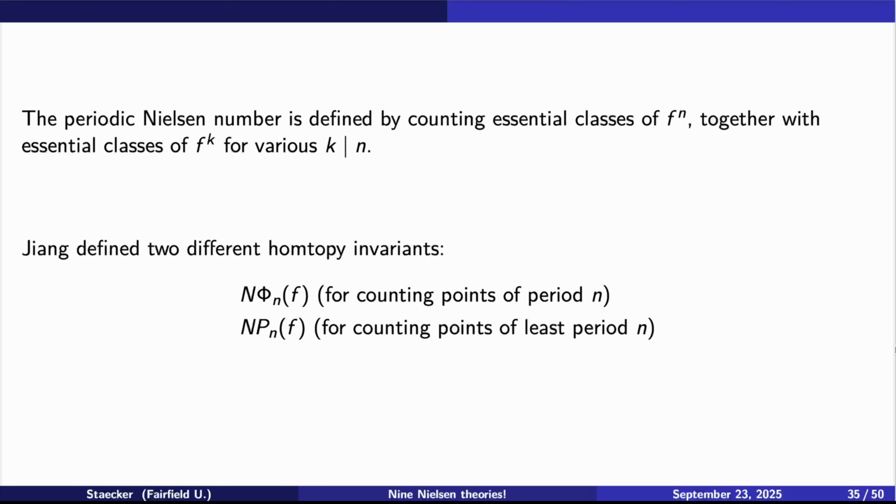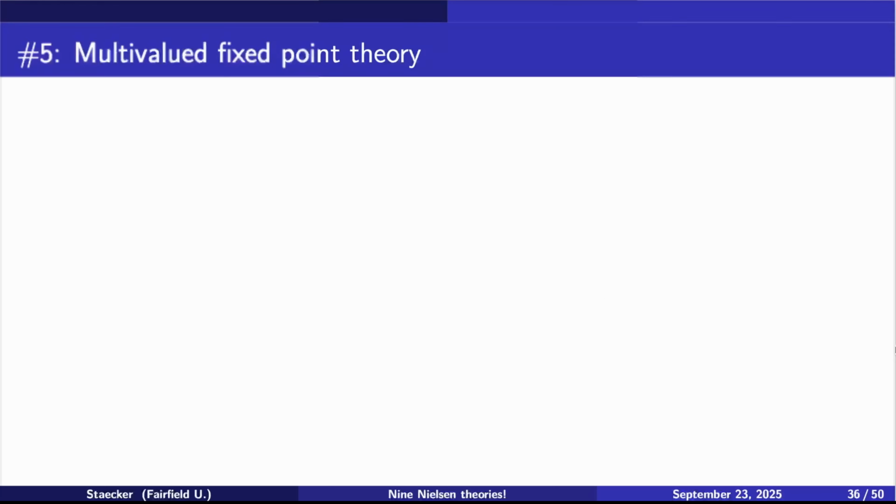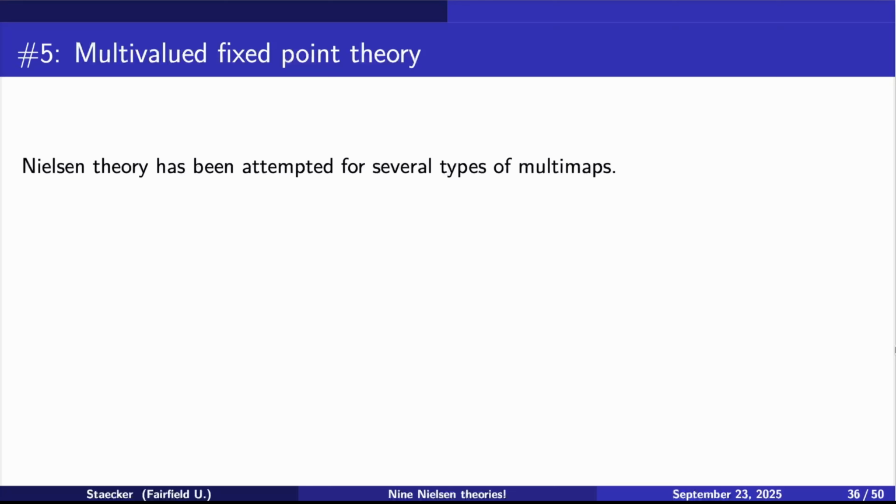All right, number 5. Multi-valued fixed point theory. So this is another variation. Nielsen theory has been attempted for several different types of multi-maps. I'm going to write it this way. It means a multi-valued function from X into X. A fixed point is defined to be a point where x is an element of f of x. F of x is a set, and it's called a fixed point when x is a member of f of x.